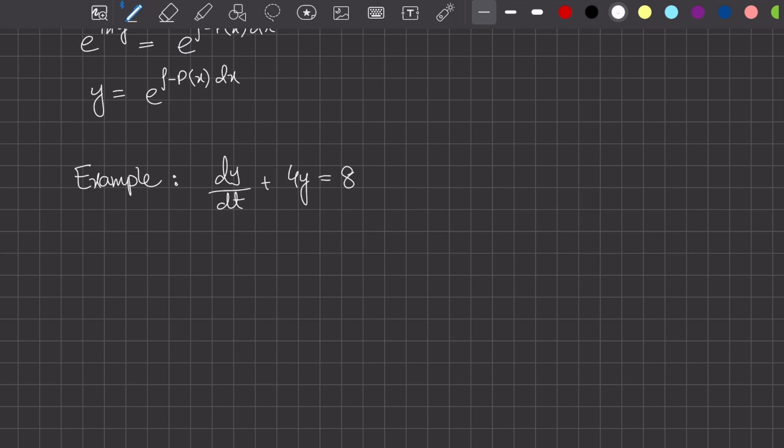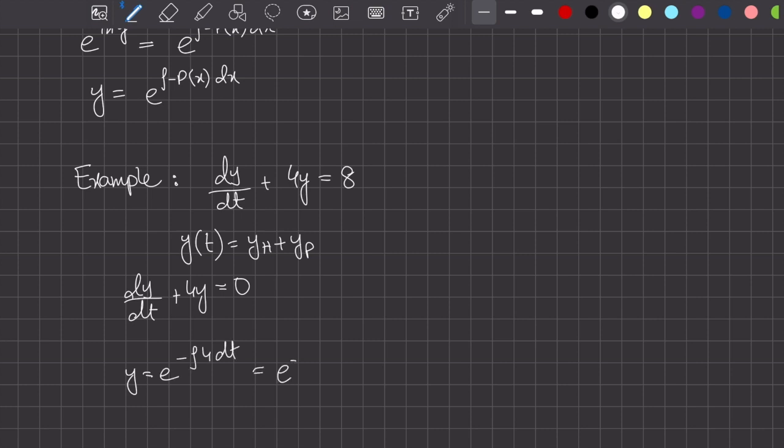Let's do an example to reinforce this concept. Given the equation dy over dt plus 4y equals 8. The homogeneous part will be when the left side equals 0. Now we can directly compute the solution using the formula that we derived, so it will be e power negative integral of 4, which gives e power negative 4t plus c.